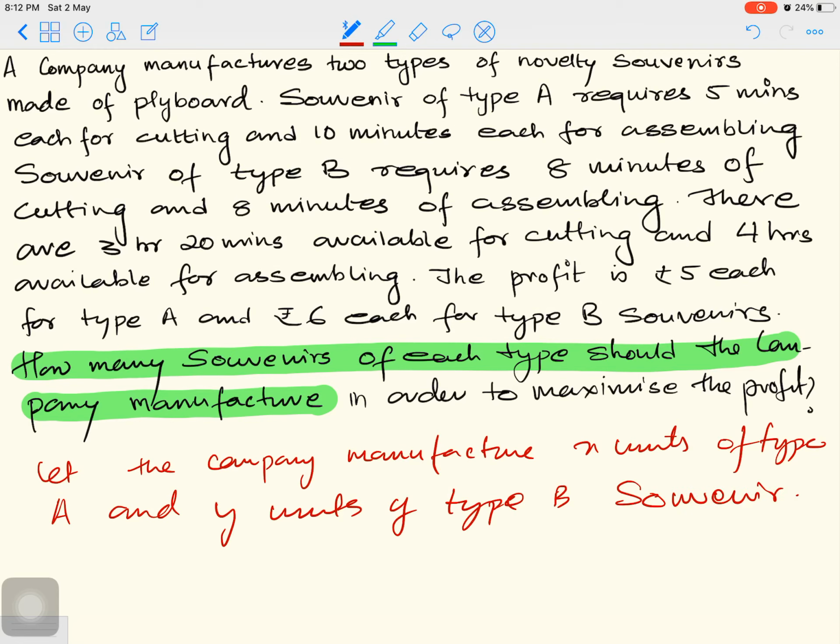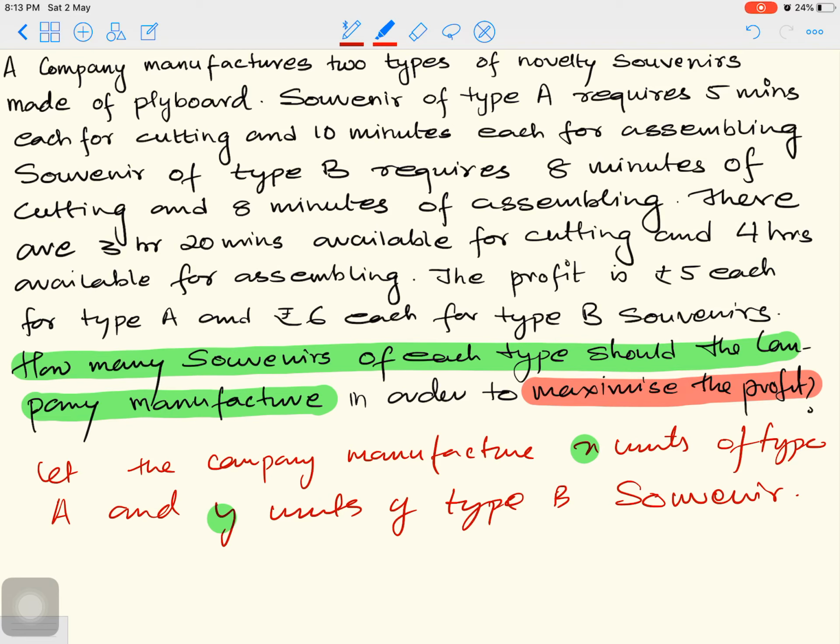Okay, so we put it this way. Let me highlight it. We say that the company produces X units of type A and Y units of type B. So these are our decision variables now. This sum is all about maximizing the profit. Look at this highlighted line here: maximize the profit. So we know the objective of this sum is to get maximum profit out of it by making type A and type B.